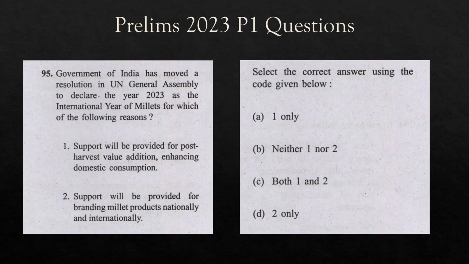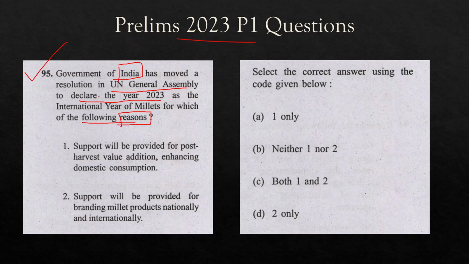Now let's look at the previous year questions from the 2023 paper 1. I will be solving these questions with you, and I will also tell you from where the question was asked and how relevant it was. The first question is: the Government of India has moved the resolution in the UN General Assembly to declare the year 2023 as the International Year of Millets, for which of the following reasons? Here they have asked what the Government of India's reason was.